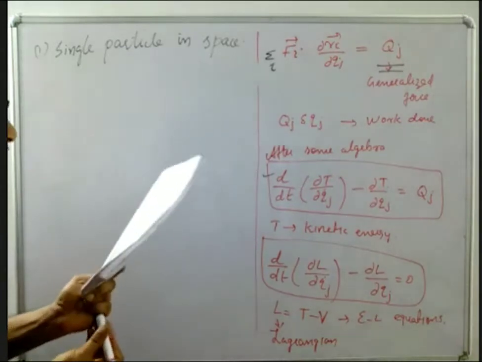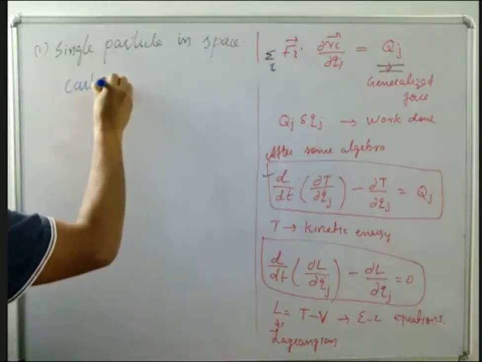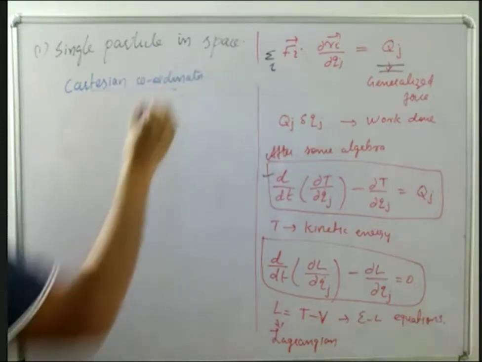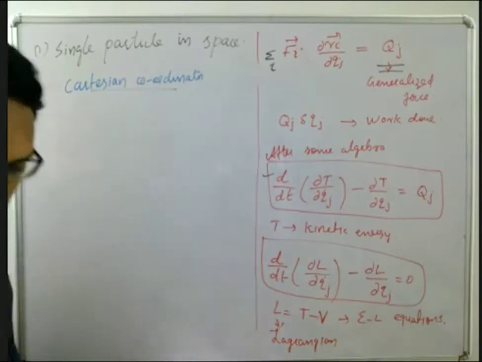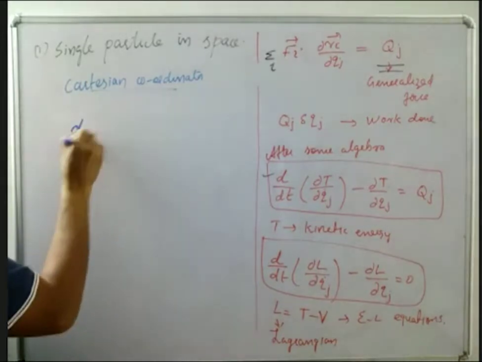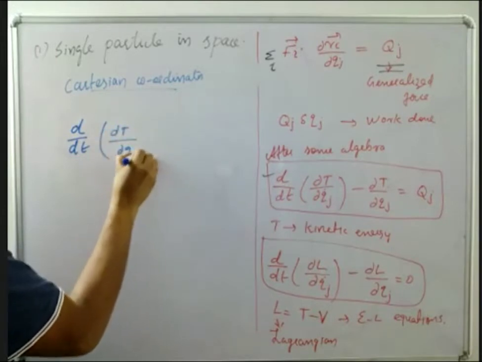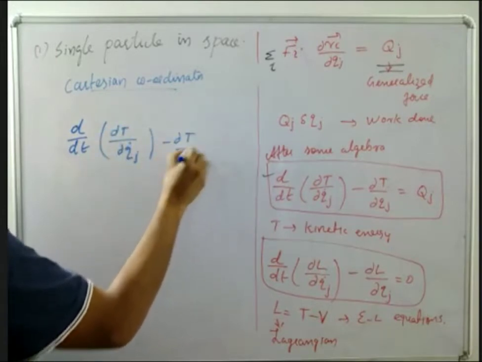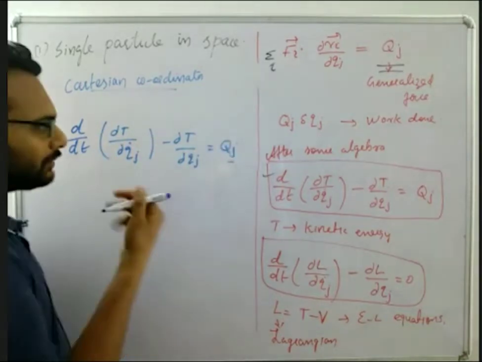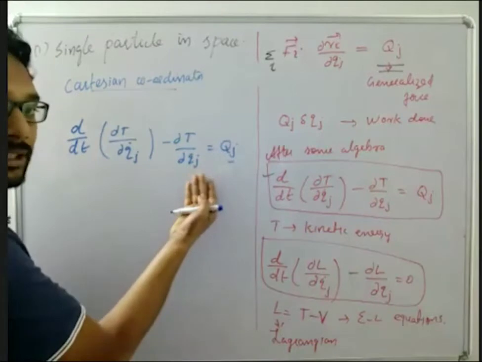Okay, so let's talk about the single particle in space. We'll do it first in Cartesian coordinates, which is your usual XYZ coordinate system. Let's write it in this form so that we are sufficiently general, where T is the kinetic energy. Why we are writing it in this form is because all the forces may not be derived from a potential, and then you can still use this form.